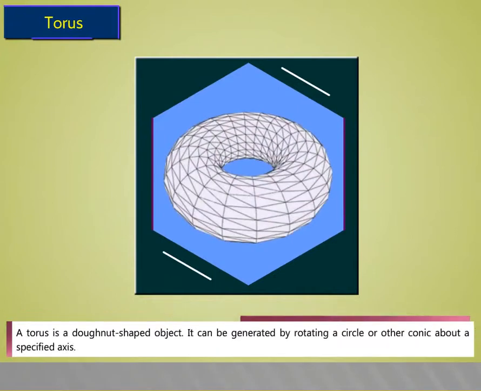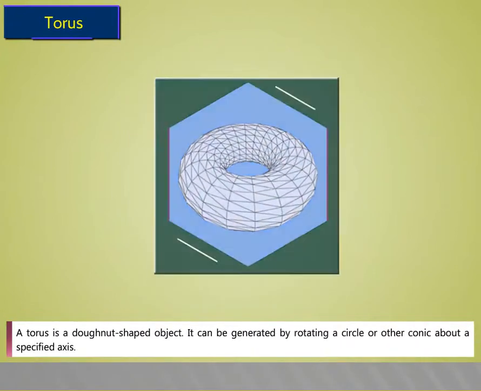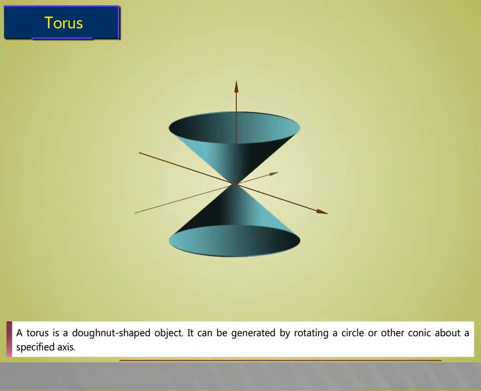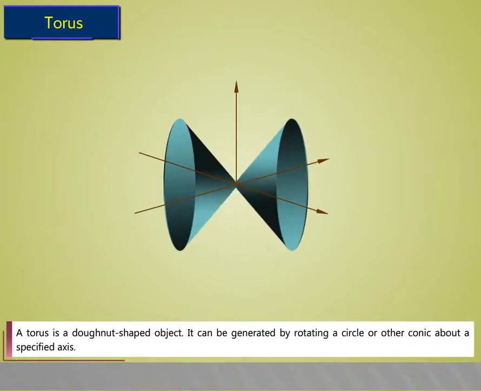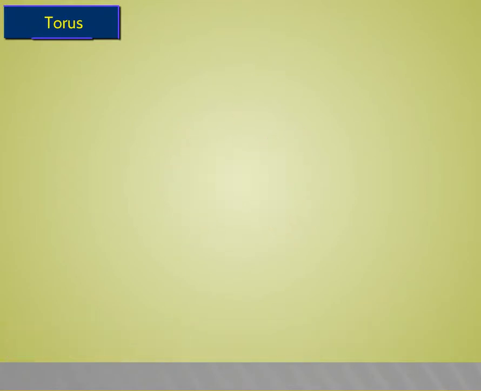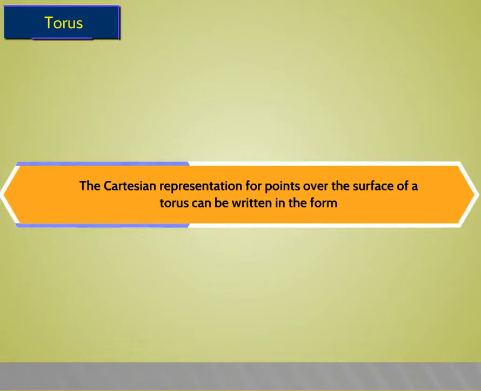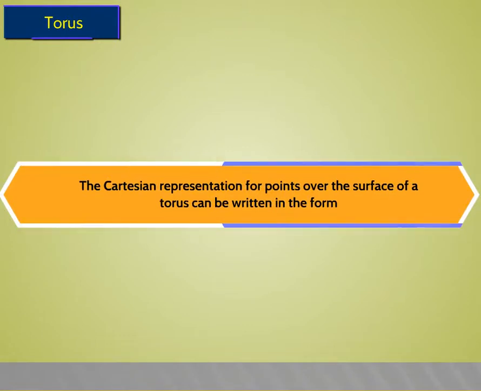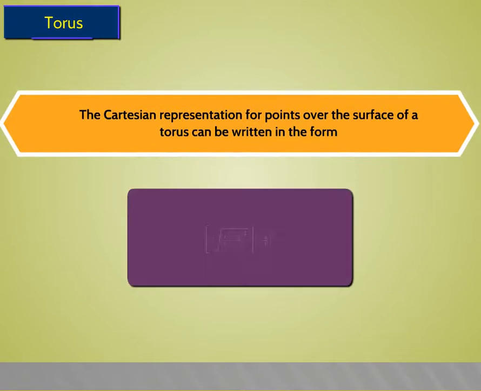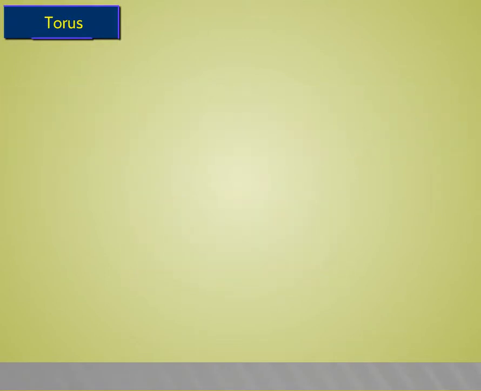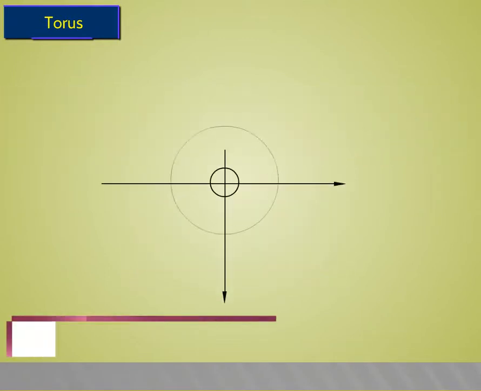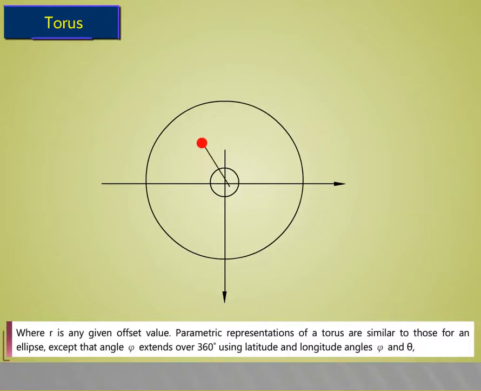Torus. A torus is a donut-shaped object. It can be generated by rotating a circle or other conic about a specified axis. The Cartesian representation for points over the surface of a torus can be written in the form, where r is any given offset value.